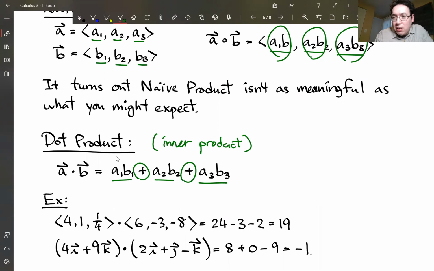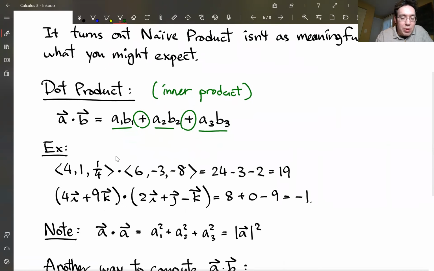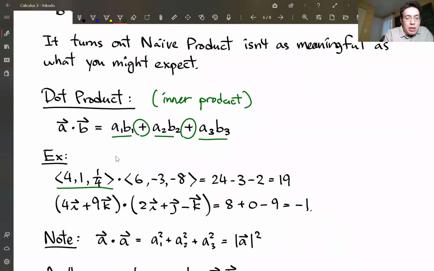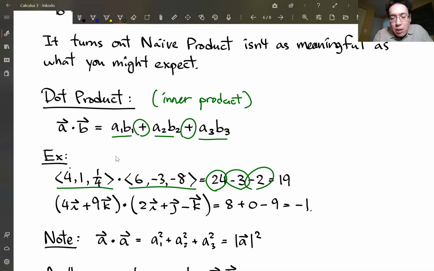So let's compute a few of these. You could multiply two vectors like this. You just multiply the components. So 4 times 6 is 24. 1 times -3 is -3. And 1/4 times -8 is -2. If you add them all up, you get 19.